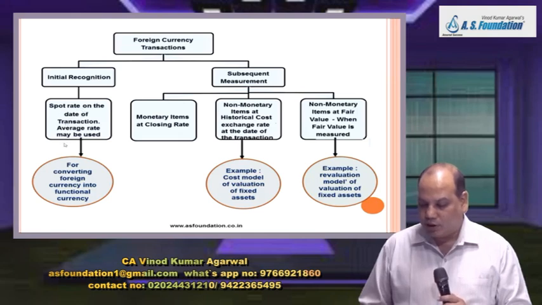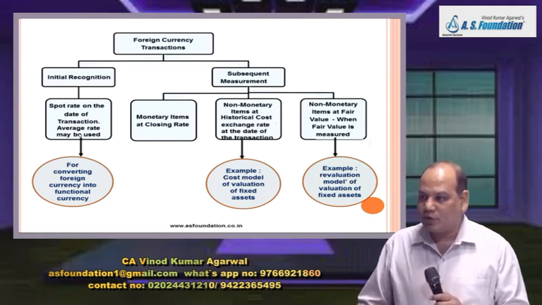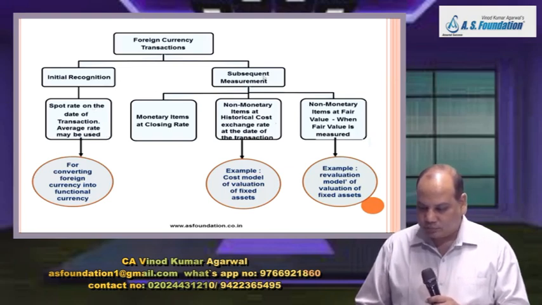If similar transactions are taking place regularly, then for the entire week or entire fortnight or entire month, calculate the average and use that one single average rate for all the transactions of similar type for that week, fortnight, or month. But take care that the rates are not fluctuating too much. So this is about initial recognition.